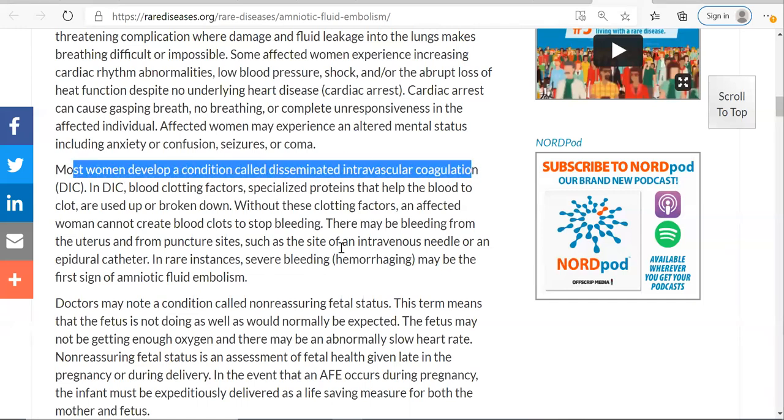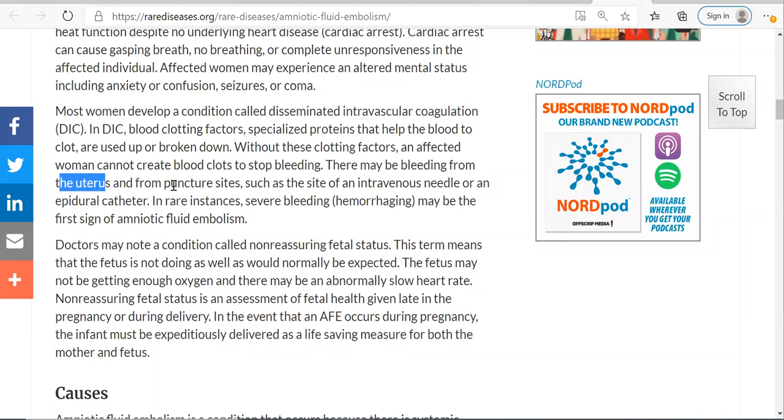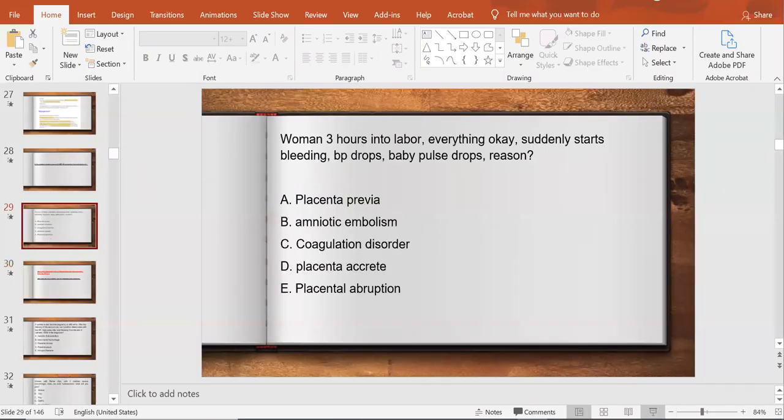In the next phase, the patient develops a condition called DIC, which is disseminated intravascular coagulation. What happens in DIC is that the clotting factors that help the blood to clot are used up or broken down. And without these clotting factors, women cannot create blood clots to stop bleeding. Then the patient starts bleeding from the uterus, from puncture sites, from the site of an IV needle, or from a catheter. So the important thing to understand is that the patient will not only bleed from the paravaginal area, the patient will start bleeding from everywhere because the patient doesn't have any clotting factors. That should be a clue in your question. Now, if you come to here, I can't see any such clue in this case.